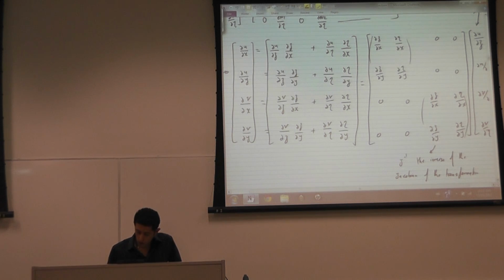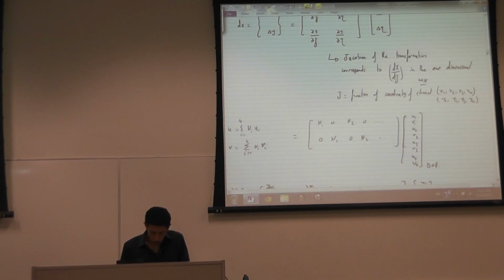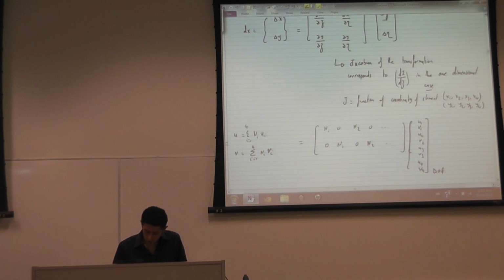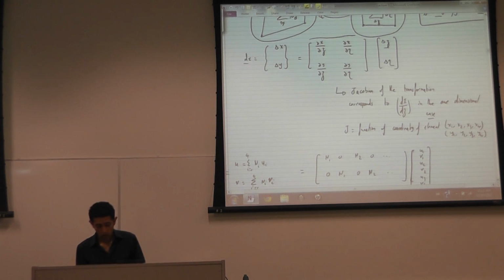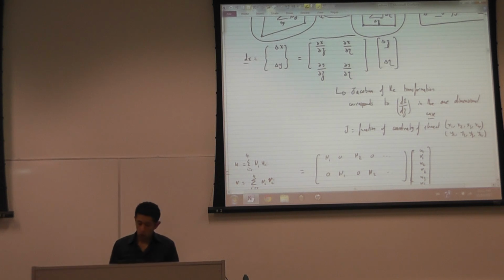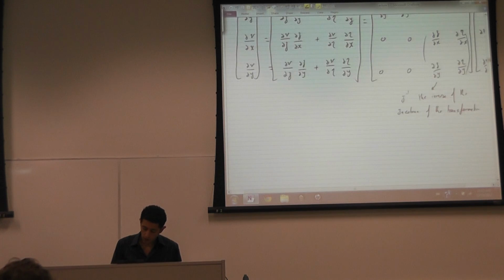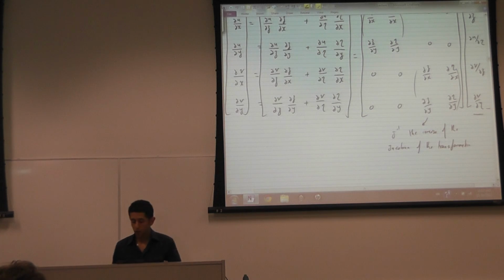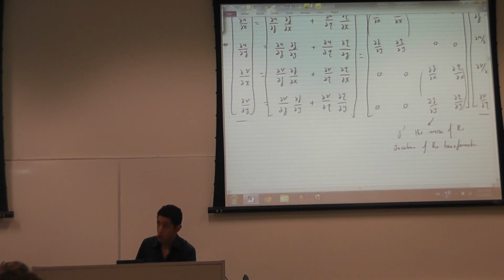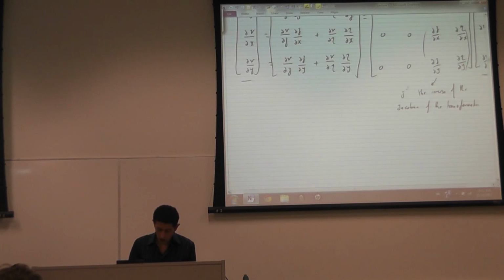So again, I'm going to move up. This is J, which relates vectors in the world coordinate system with vectors in the perfect coordinate system. The inverse of it, I'm going to use it to relate differentials in the perfect coordinate system with differentials in the world coordinate system. Now, why am I doing all this? What I'm interested in is the following.